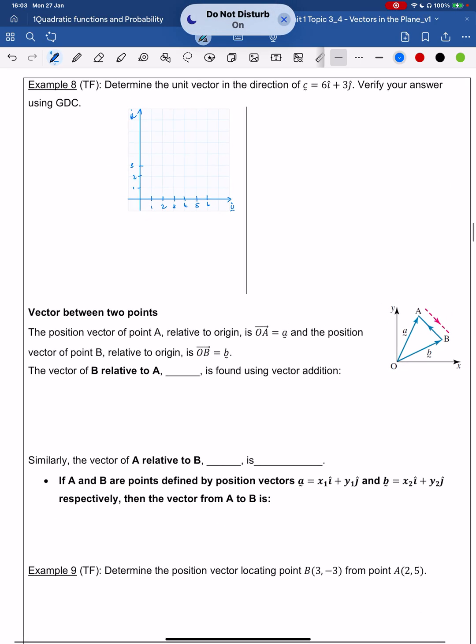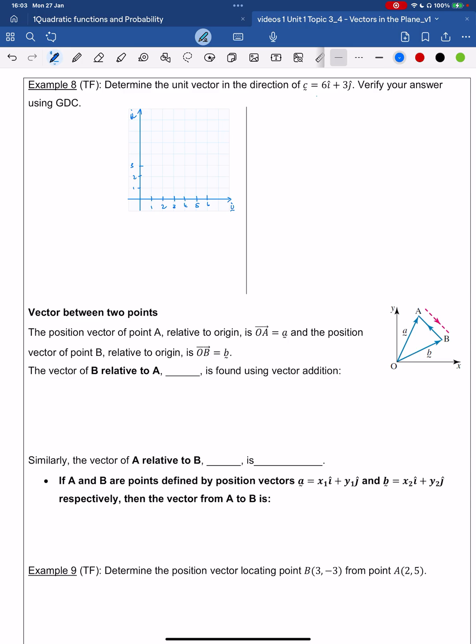All right. The unit vector is a vector in the same direction as another vector, but it has only got a magnitude of 1. Okay, unit means magnitude of 1. So I need to be able to define what that vector would be if I've been given another vector. Okay, so let's have a look.